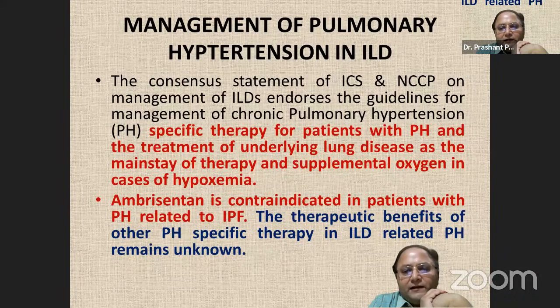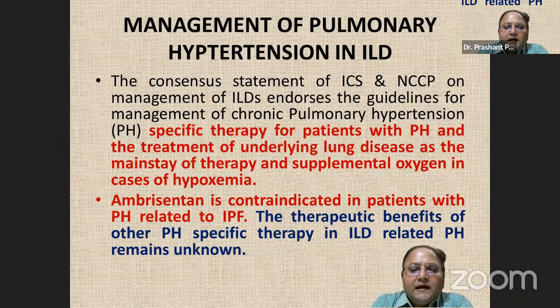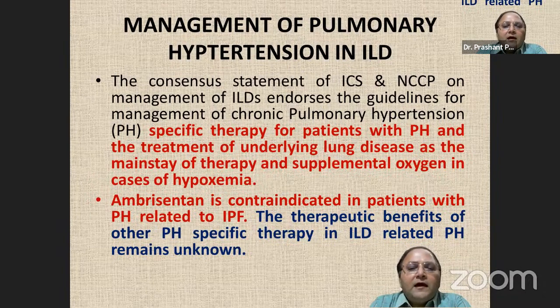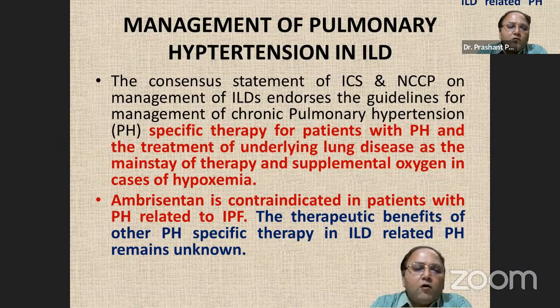Management of pulmonary hypertension in ILD: the consensus statement of the same document of the Indian Chest Society and National College of Chest Physicians on management of ILD endorses the guidelines for management of chronic pulmonary hypertension and specific therapy for patients with pulmonary hypertension, and mainly the treatment of underlying disease as the mainstay of therapy and supplemental oxygen in cases of hypoxemia. Molecules such as ambrisentan are contraindicated in patients with pulmonary hypertension related to idiopathic pulmonary fibrosis, and the therapeutic benefits of other pulmonary hypertension specific therapy in ILD related pulmonary hypertension really remain unknown.